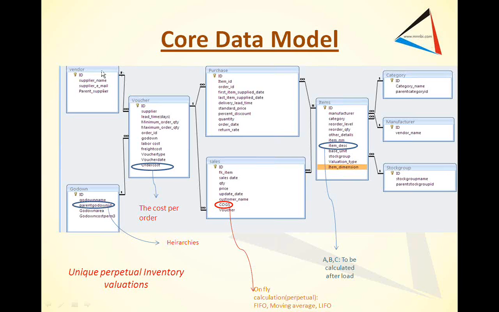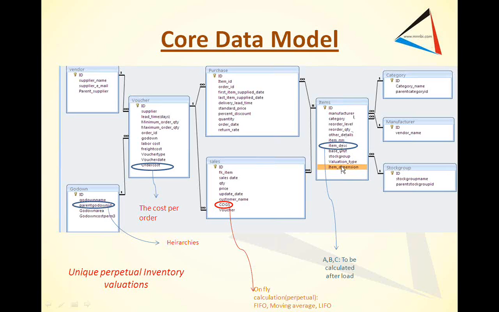First, the data model, which is the standard data model. We have a vendor, which is a one-to-many relationship with the voucher. At the voucher level, we have the fixed order cost. Then we have the Godaam, and we incorporate the hierarchies here using the parent Godaam hierarchies. We have category, stock group, and manufacturer, each with a foreign key at the item level.